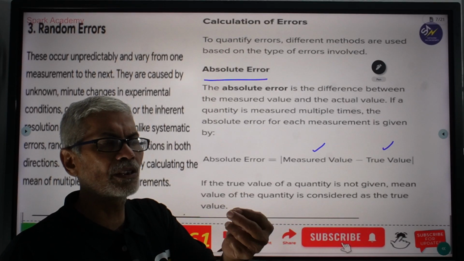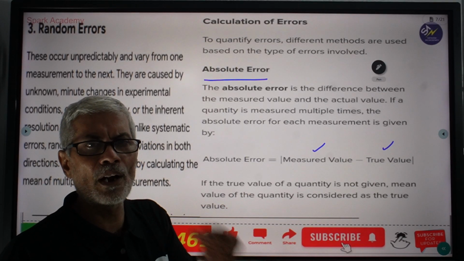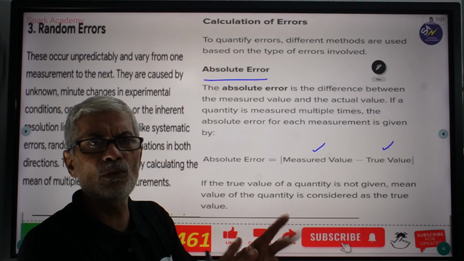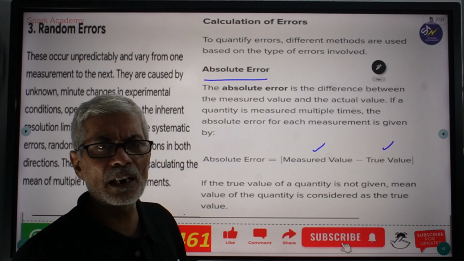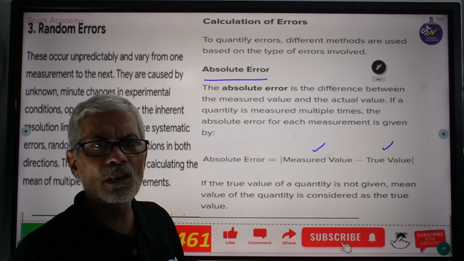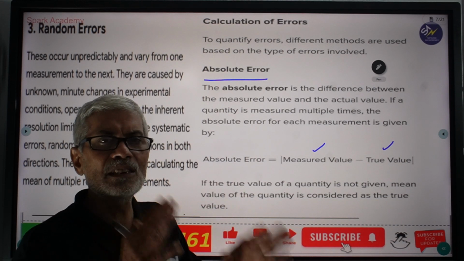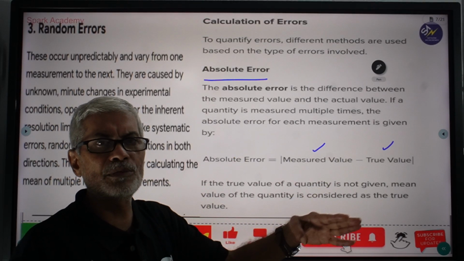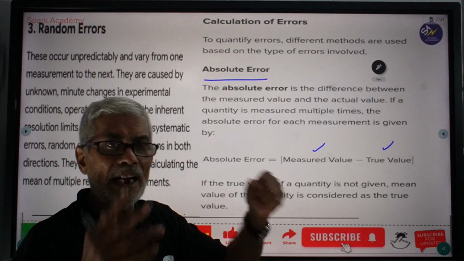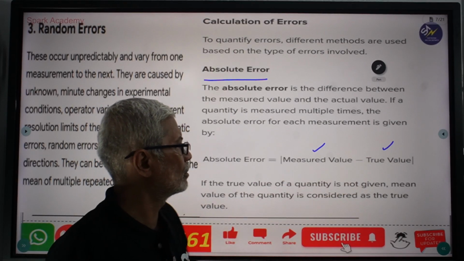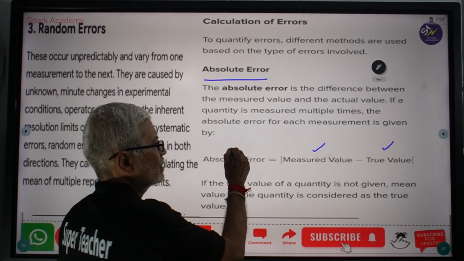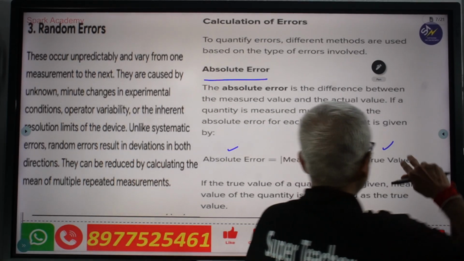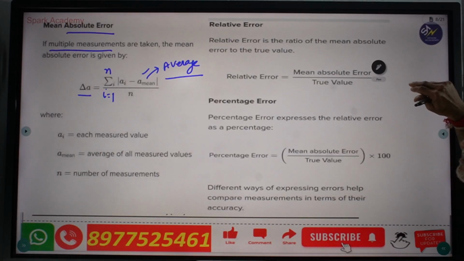The viscosity of, let's say, oil or liquid will be given, then you find it out and compare. Surface tension is also like that, rigidity modulus also like that. Suppose it is not given, then you find the average value of all the observations, and that average value will give the true value. So absolute error is nothing but measured value minus true value. I will explain with the help of some example.